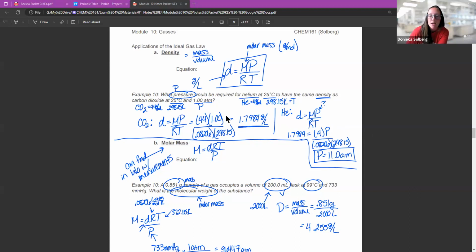You're good. Okay. So another way that we can use this density equation, if we rearrange it, is to find molar mass. So if I didn't know what a gas was, we could find the molar mass. We do this in lab a lot because we can measure the temperature and the pressure of a gas, and then we could identify it by calculating the molar mass. So example number 10, I think I'm going to do that one with you.